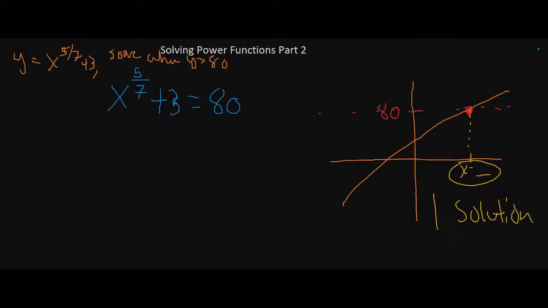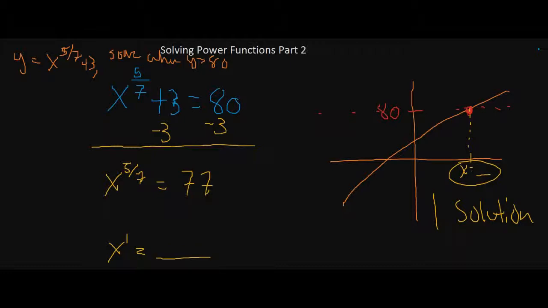So let's go and solve this. The first thing we want to do is get rid of any addition or subtraction when we're solving problems like this. So we're going to subtract 3 from both sides. We get x to the 5 over 7 is equal to 77. Now the next thing we need to do is get rid of our exponent. We want to get x to the 1 is equal to some number. So I'm going to multiply both sides by the 7 divided by 5 power.